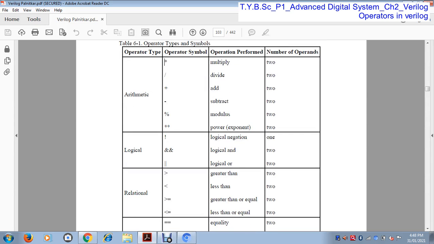Now the logical operators. We know the logic. What is logic? In first year and second year we saw the logic gates. There are different types of logic gates: AND gate, OR gate, NOT gate, XOR, XNOR. The operations of these logic gates are different.